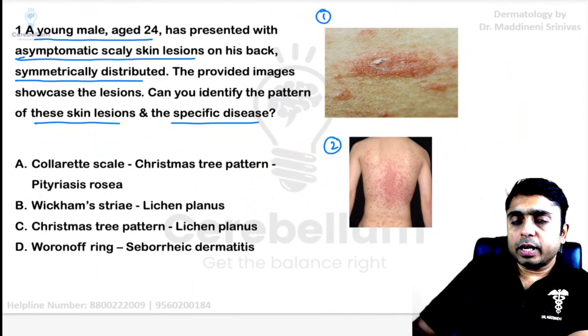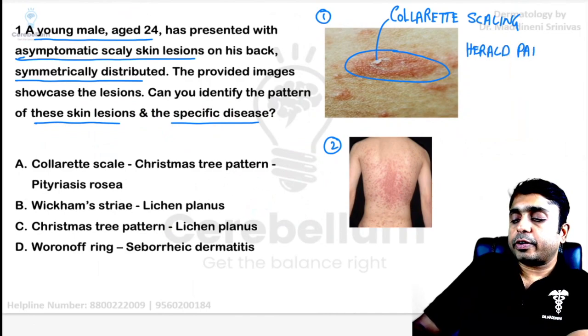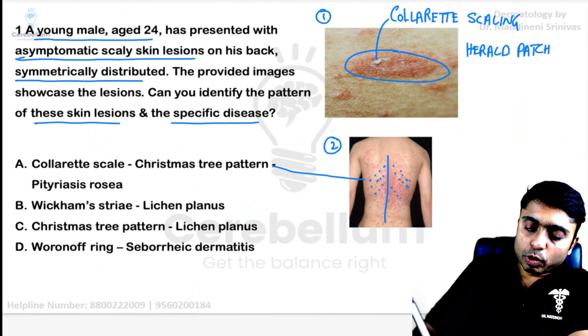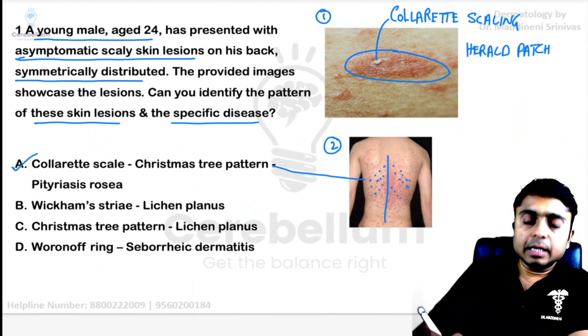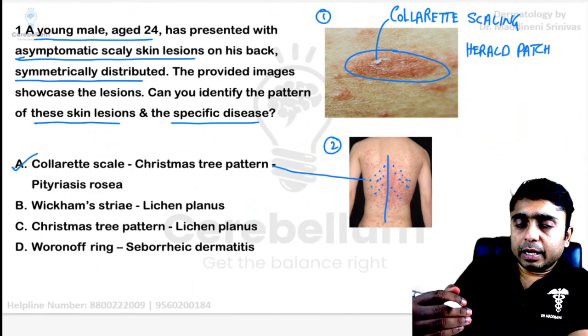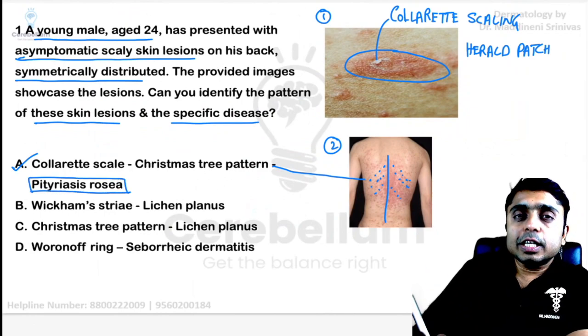So in image 1, you are able to see that there is an annular patch which is having this collarette scale. So probably you might have guessed, yes, it is herald patch which you are seeing here, which is also referred to as mother patch. And in image 2, you are able to see small erythematous lesions which are arranged along the ribs, giving rise to this Christmas tree pattern or fir tree pattern. So among the options, you are able to see that this pattern is present in option A. The answer is yes, it is collarette scale, which is also going to show the pattern of Christmas tree or fir tree pattern. And the classical disease which you need to remember is a papulosquamous disorder called pityriasis rosea.